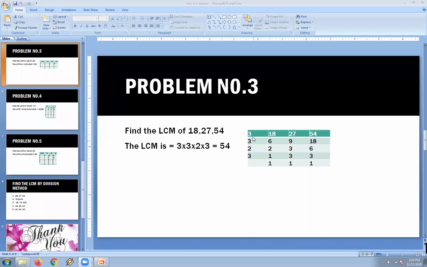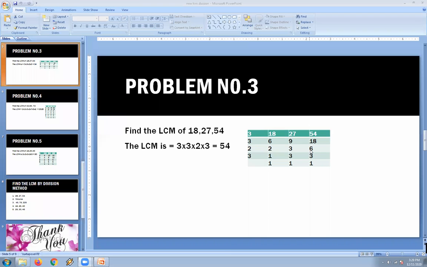3 6s are 18, then 27, if you divide it will go 9 times, 3 9s are 27, then 54, 3 18s are 54. Then 6, 9 and 18. Again we have taken 3 because 6, 9 and 18 will be divided very easily with 3: 3 2s are 6, 3 3s are 9, 3 6s are 18.